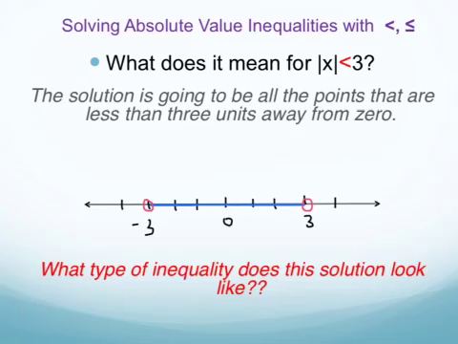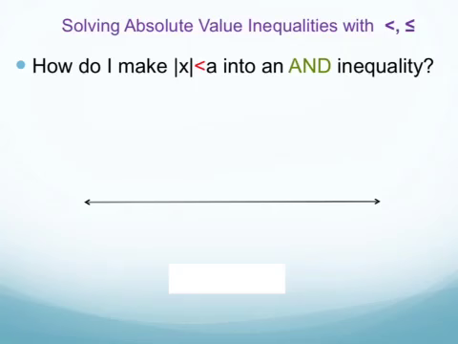So hopefully we can recognize this type of graph as an AND compound inequality. So anytime you have a less than absolute value inequality, it's actually an AND compound inequality. So how do we go from having the absolute value less than inequality into the AND inequality?